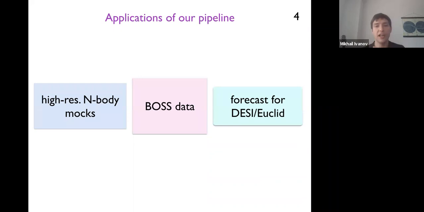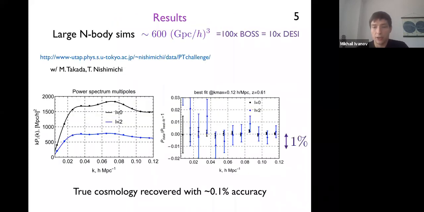Now I'm going to discuss 3 different applications of this pipeline. First is validation with high resolution N-body simulations. Second, the application to the actual BOSS data. And third, I will discuss a forecast for future surveys like DESI and Euclid. So once we have created our pipeline, we validated it by participating in a blind challenge organized by Masahiro Takada and Takahiro Nishimichi. They have run a large suite of N-body simulations with the total cumulative volume 600 gigaparsecs over h cubed, which is 100 times the BOSS volume or 10 times the volume of upcoming surveys like DESI. And all this data is available online.